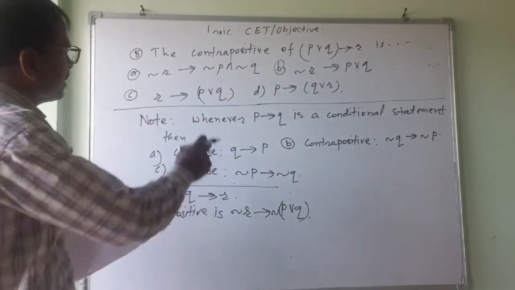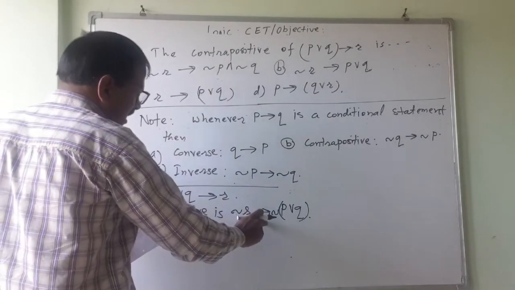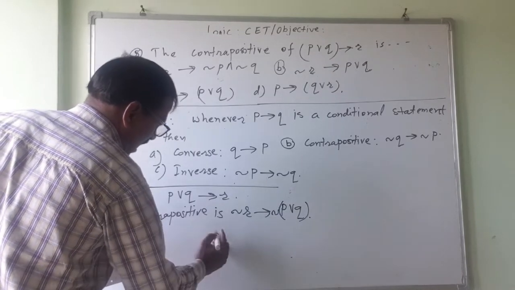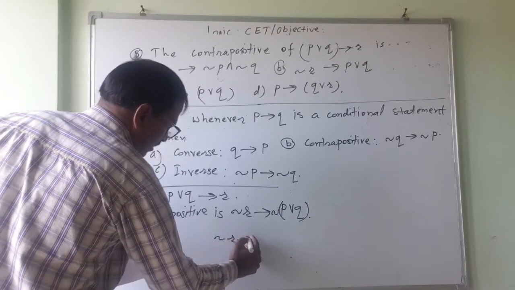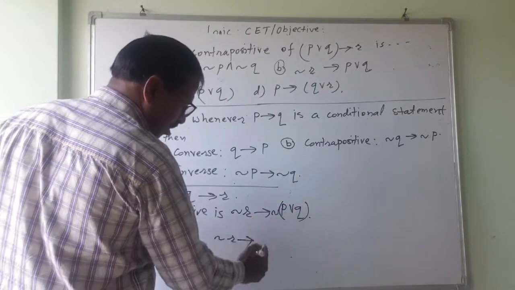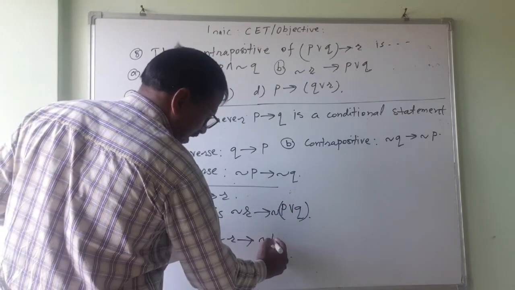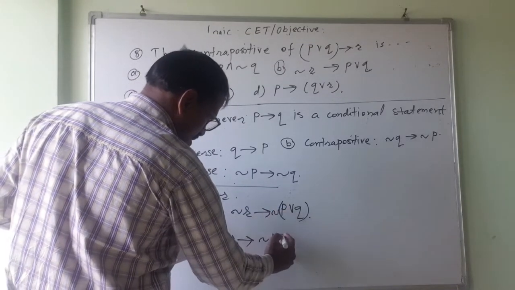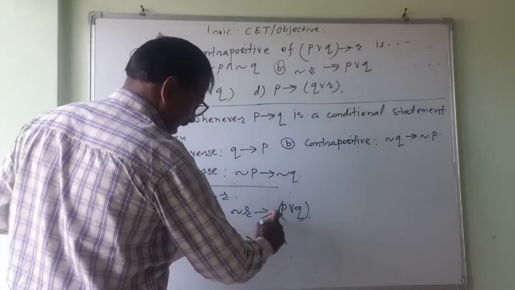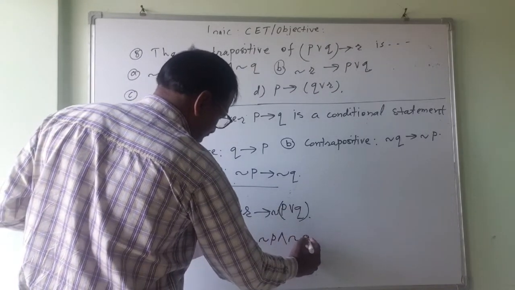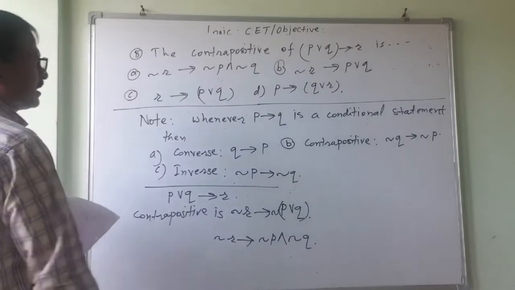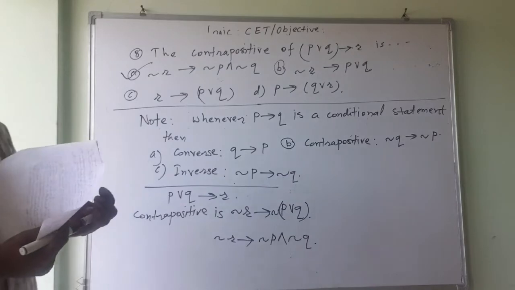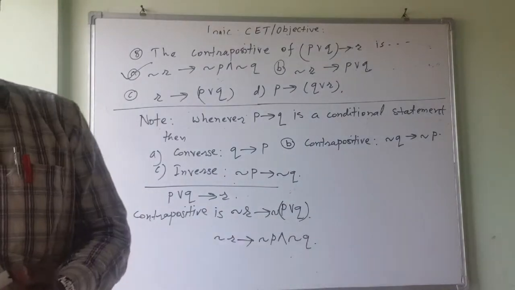So what they have done here, this negation they have distributed by De Morgan's law. Therefore, negation R, I will do the distribution of this. So negation P, by De Morgan's law, or will become and, then negation Q. This will be the answer, and this answer I have got here. So A will be the correct answer. So just remember all these things.